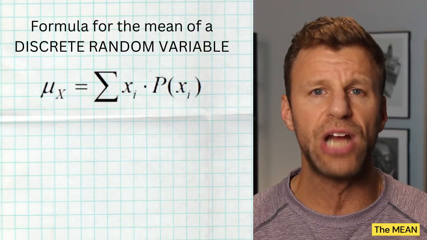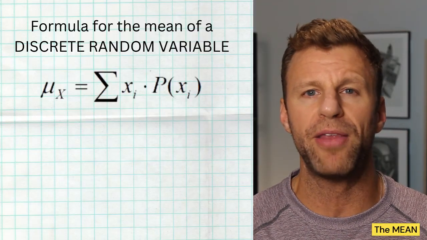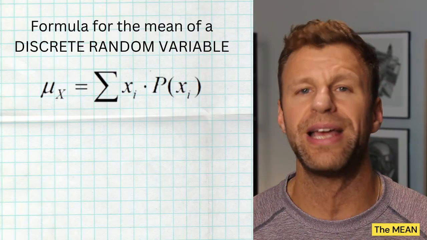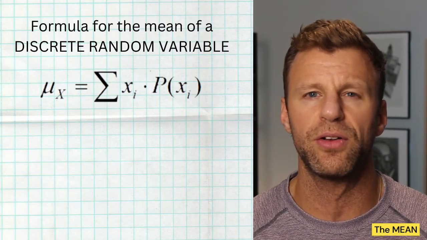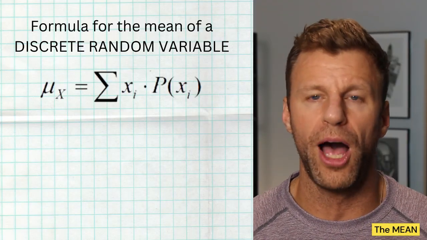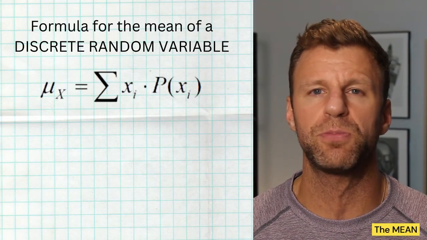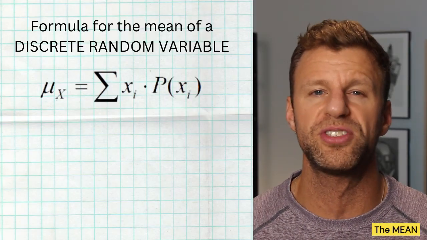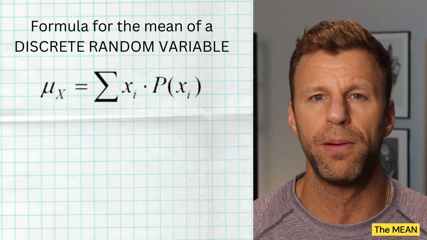You simply take each outcome multiplied by the probability of that outcome, and then you do that for all of your outcomes, and then you add them all together. So that Greek letter there, that looks like an E, it's called sigma. That means sum them all up. So again, each outcome times its probability, plus the next outcome times its probability, and so forth until we've summed up all of the outcomes times their probabilities.